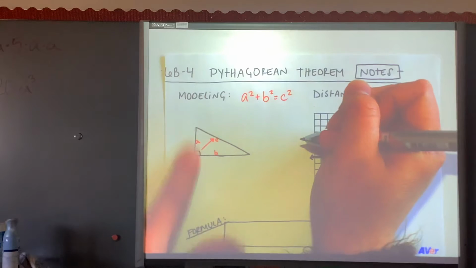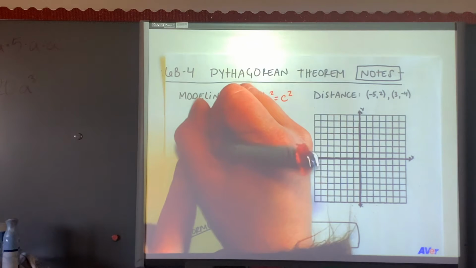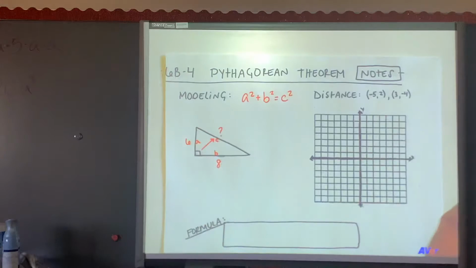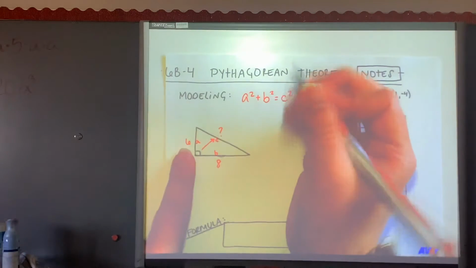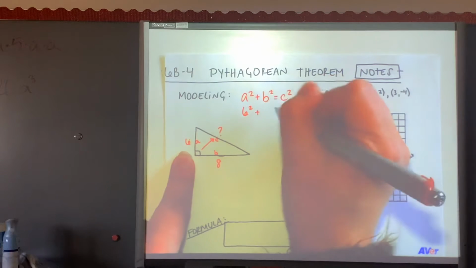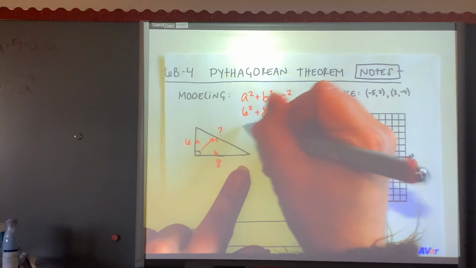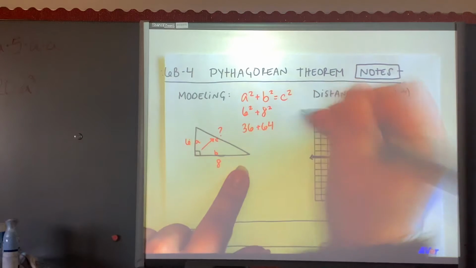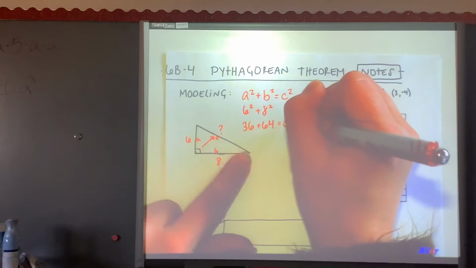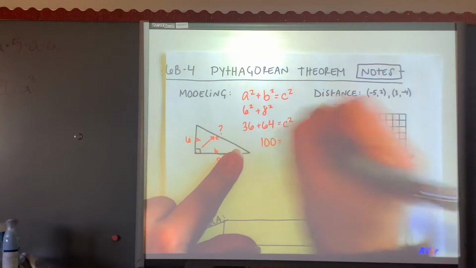So let's pretend that we have a here. Let's give this a 6. Let's give this an 8. If I were trying to figure out the missing number, I would take 6 squared, because it tells me to do a squared, and add it to 8 squared, which is b squared. 6 squared is 36. 8 squared is 64, and if you don't believe me, you can definitely use your calculator to check. It's supposed to equal whatever this line is squared. 36 plus 64 does equal 100.